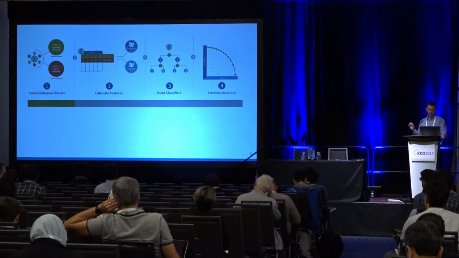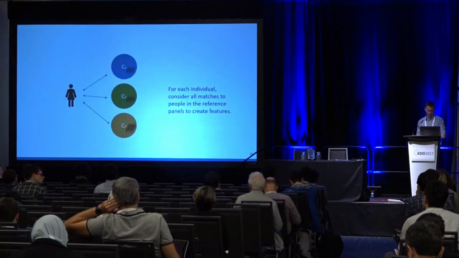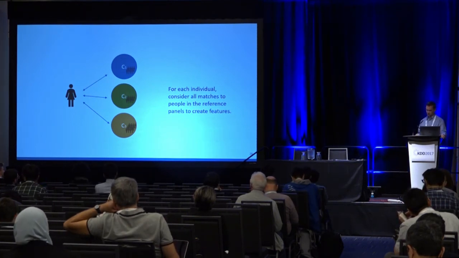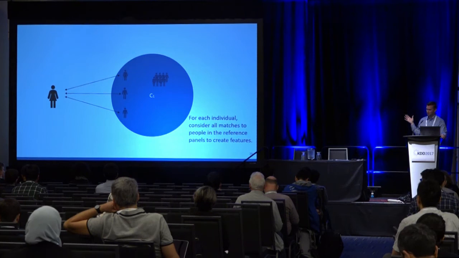The next thing we need to do to be able to build this classifier is to have features that describe an individual's relationship to a particular reference panel. So let's talk about that next. Again, we have some individual here, and they have DNA matches to these different community structures. For example, this individual might match 3 people that are a part of community 1 in the community 1 reference panel.